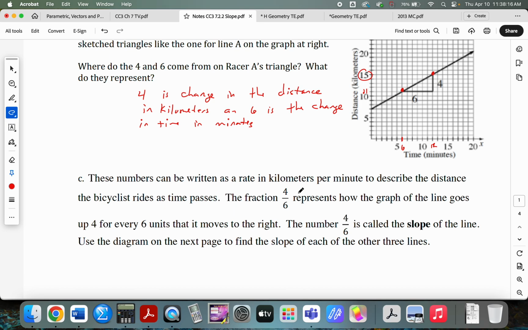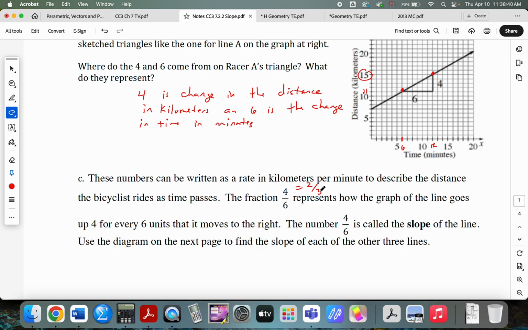So these numbers can be written as a rate in kilometers per minute to describe the distance the bicyclist rides as time passes. That is, their speed. That's what we're looking at. The fraction 4/6, and it bugs the crud out of me that they never got around to simplifying that. What does that reduce to? 2/3.